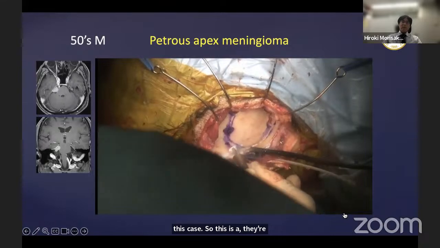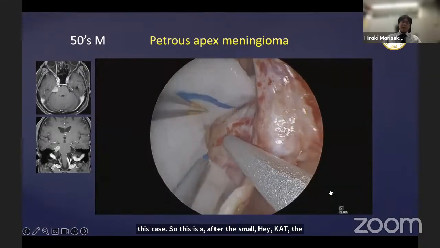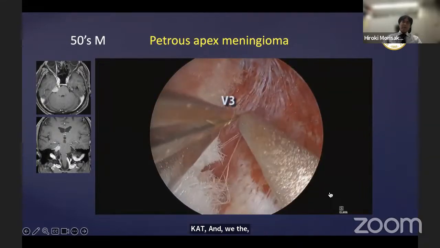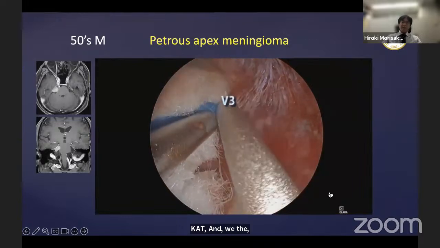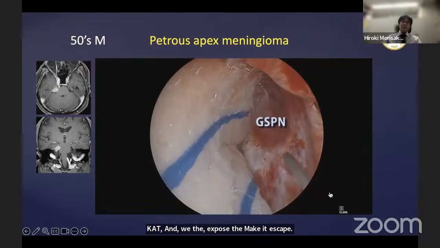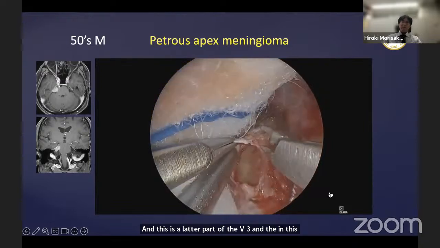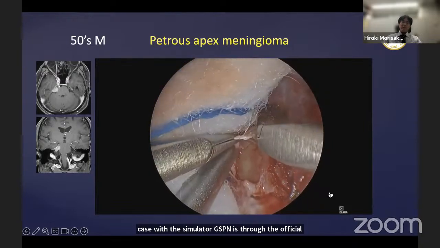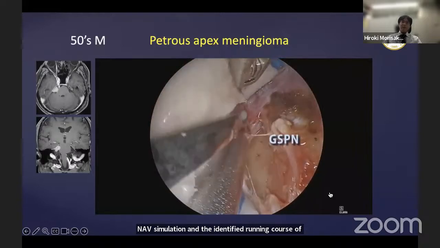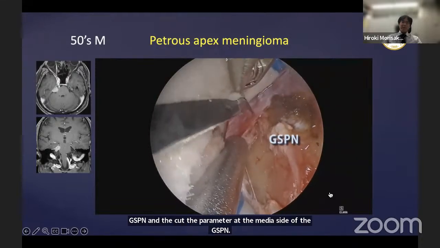After the small temporal craniotomy, we cut the dura mater and expose the Meckel cave. This is the lateral part of the V3, and in this case, we stimulate the GSPN through facial nerve stimulation and identify the running course of the GSPN, and cut the dura mater on the medial side of the GSPN. And we expose the triangle of Kawase.